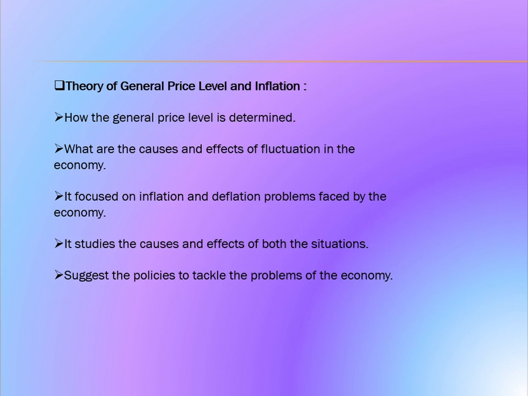First of all, what do you mean by general price level? General price level means the price which is determined in the economy as per the production of the goods and services produced in a country during a specific period of time. It is the average price determined by the different forces. Now, this particular theory of general price level studies how the general price level is determined. It also studies what are the causes and effects of the fluctuations in the economy.